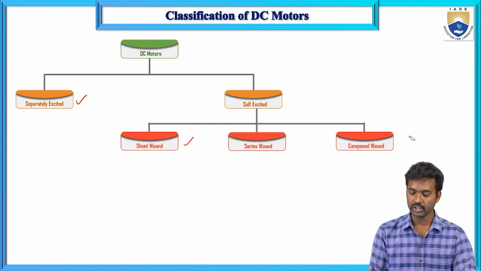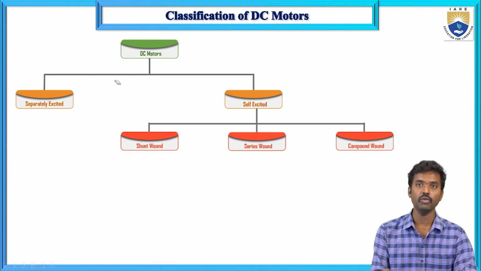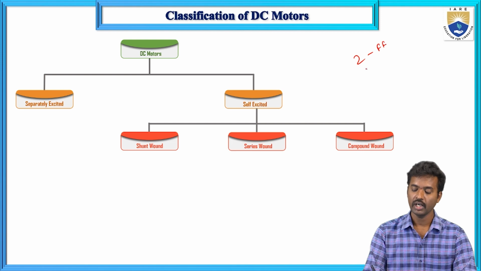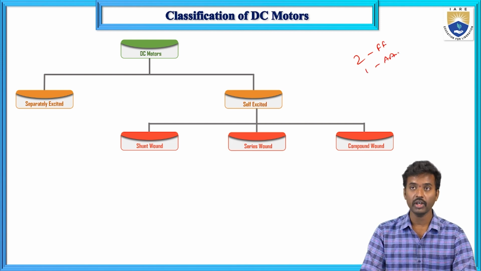In the shunt wound DC motor, armature winding and field winding are connected in parallel. And in case of series wound DC motor, armature winding and field winding are connected in series. And in the compound wound DC motor, there are two field windings and one armature winding. One field winding is connected in series with the armature winding, and the other field winding is connected in parallel with the armature winding.